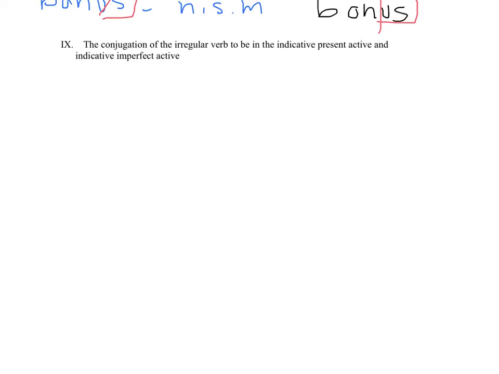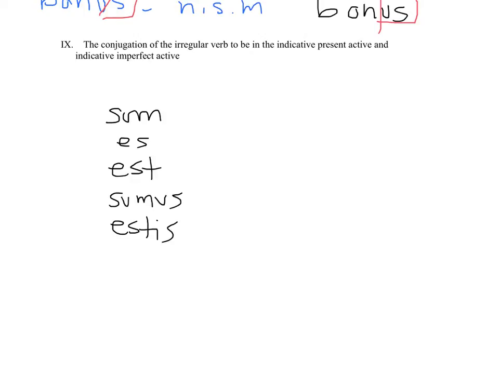You've learned the irregular verb to be in the indicative present active. Say it out loud with me, even though I can't hear you. Sum, es, est, sumus, estis, sunt. Practice that forward and backwards. Sunt, estis, sumus, est, es, sum. I am, you are, he, she, or it is. We are, you all are, they are. That's the indicative present active.